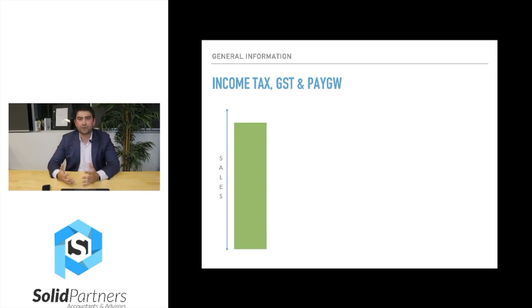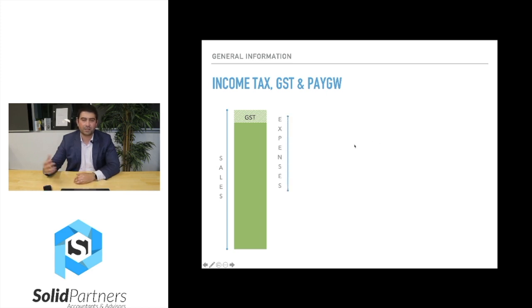Now, if you're registered for GST, or you have to be registered for GST, you'll be liable for an additional 10% on those sales figures. So GST is goods and services tax. So if you were selling goods for $10, you'd have to charge the client an additional $1, and that's represented by the dashed green box on top of the sales.